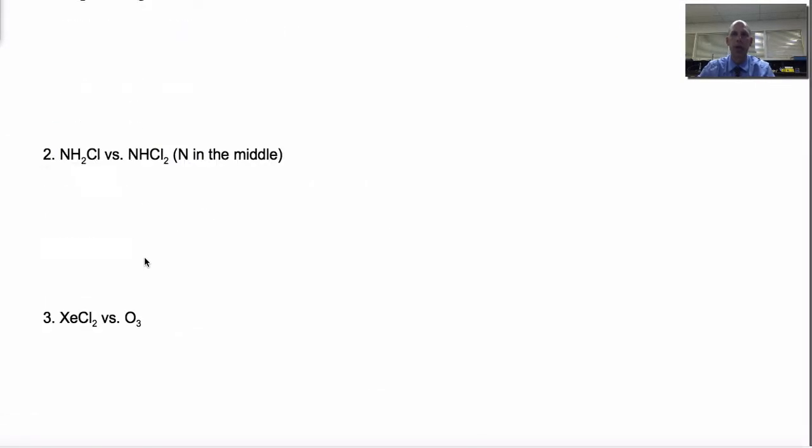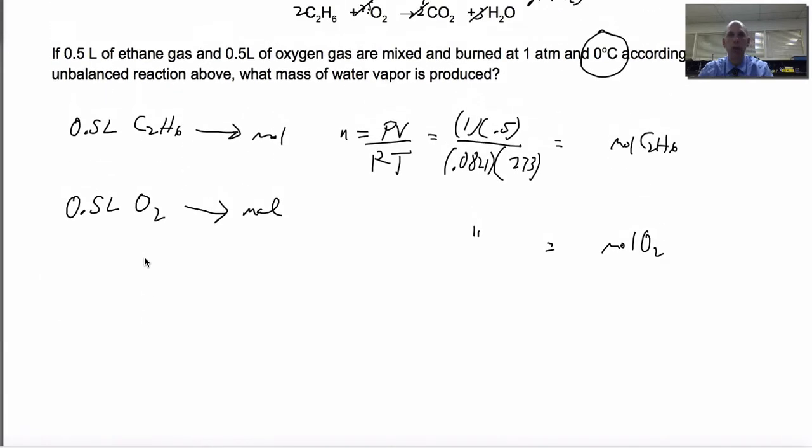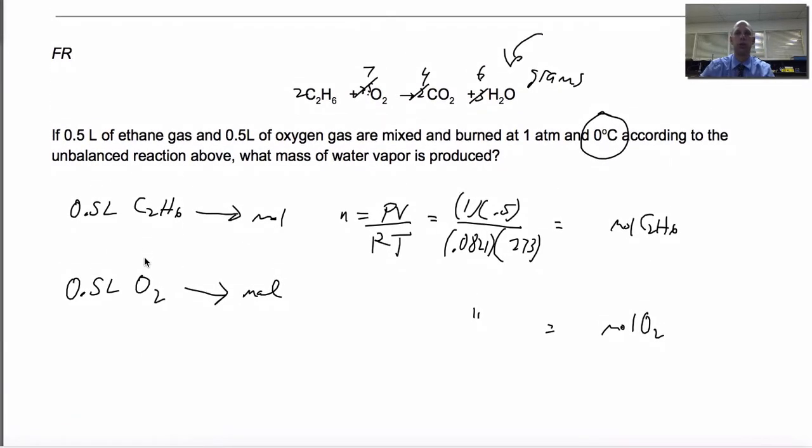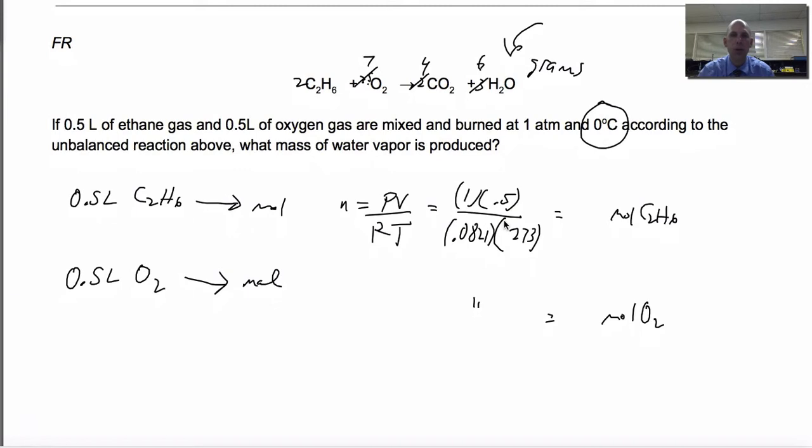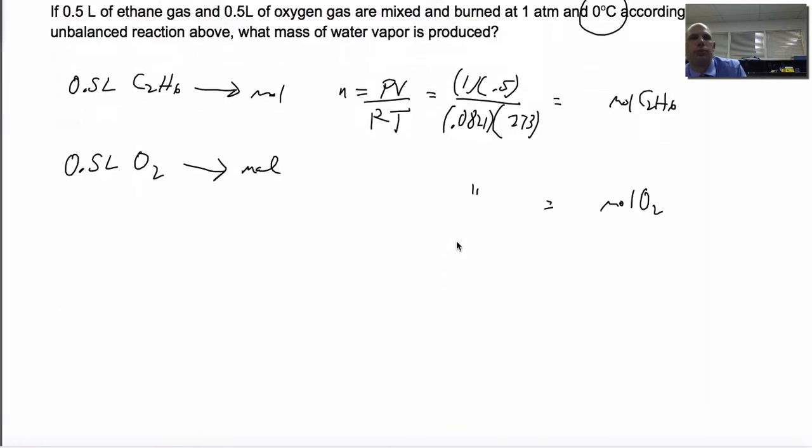So again, whenever you have volume or atmospheres or something like that, use this equation for gases, PV equals nRT. In this case, we used it to get moles, and then we'd multiply by the mole ratio here. This one would be 6 divided by 2, and this one would be 6 divided by 7, and we'd multiply them again by 18 grams per mole for water, and end up with our answer.